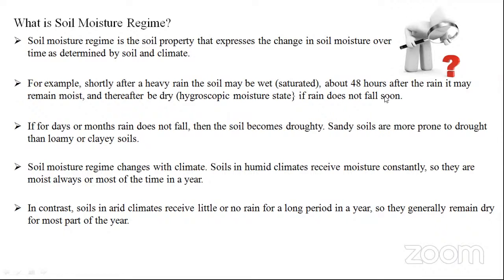And if the rain does not fall, what will happen? The complete soil will become drought. If there is no rain for months and years, the soil becomes drought.